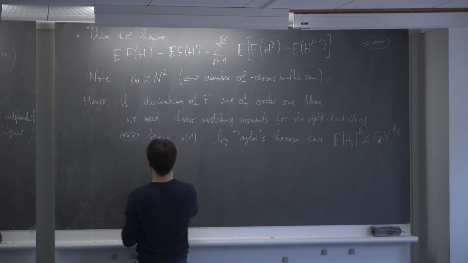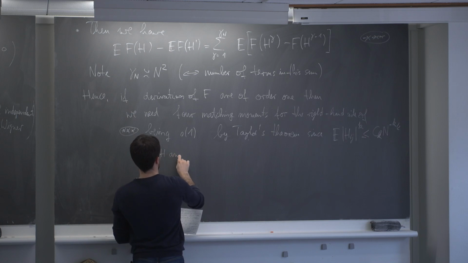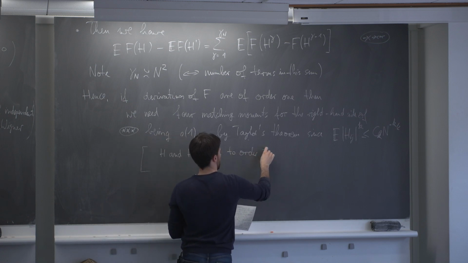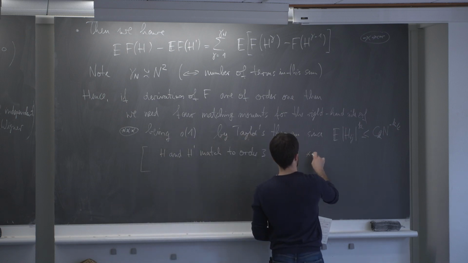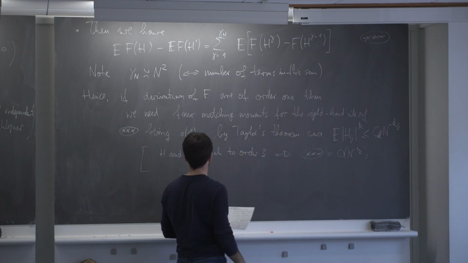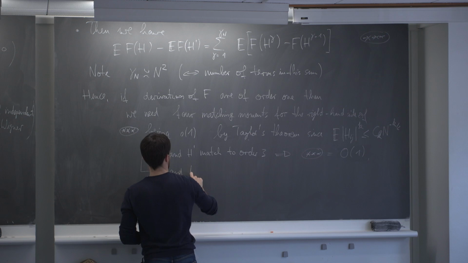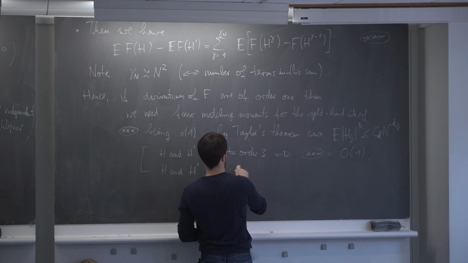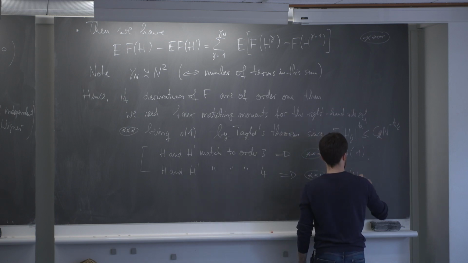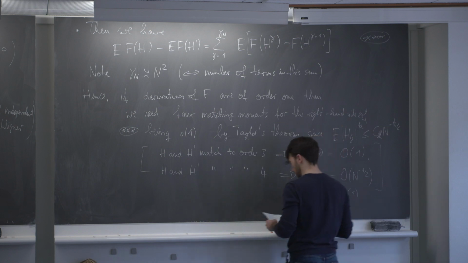But let me remark what I said here. Maybe I write it like this: if H and H prime match to order 3, that would imply that 3 star is of order 1, whereas if they match to order 4, that implies, or suggests, it's of course not really a proof, that this is n to the minus 1/2, so that would be little o of 1.